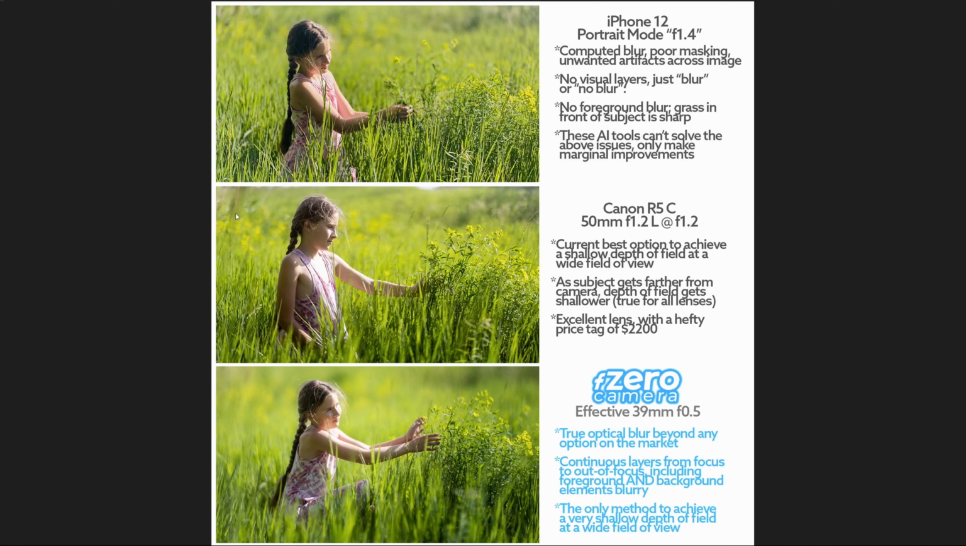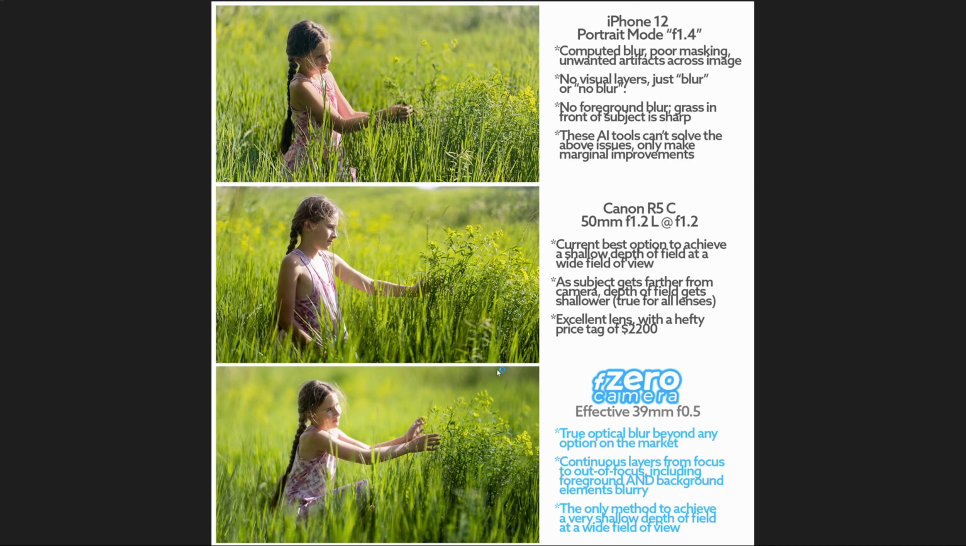So we're going to look at three pictures that are approximately the same composition. This is my lovely daughter acting as the model for us today. One was taken with an iPhone 12 in portrait mode. It was edited so that the phone was giving a computational blur that it says is like f1.4. Then another one was taken with a Canon R5C with the 50mm f1.2L lens set to f1.2. And then the third example is with the F0 camera.